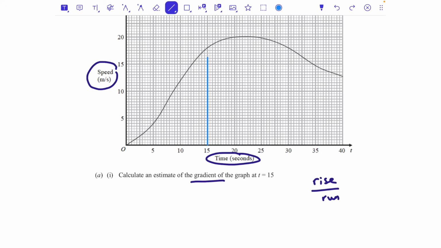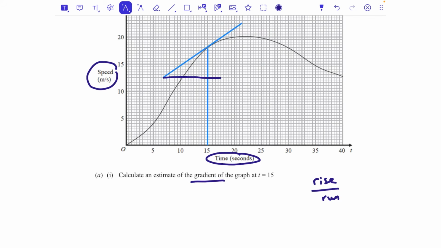So we're going up at 15, we're hitting that point, and I want to know how steep the graph is at that point. So you're going to draw a tangent, and a tangent should ideally match the gradient of the graph at that point. So it should try and be the same distance away from the curve on both sides. And we're going to turn it into a triangle, and we're going to work out the gradient.